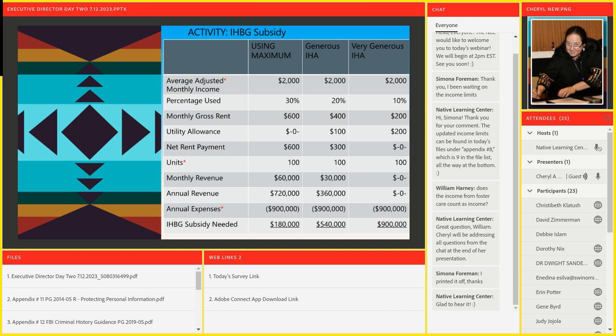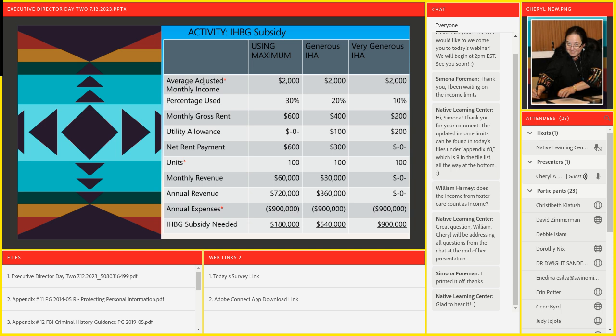Then you have the very generous housing entity, and I have seen them, okay? They're going to charge 10%. They're going to give a utility allowance of $200 a month, which isn't a lot. Now it's going to cost me that full $900,000 to operate those 100 units.